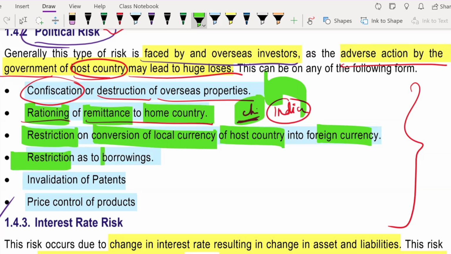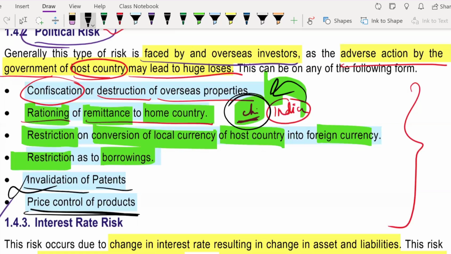Next is restriction on borrowing. Usually a lot of companies need funds to run their business. If the Indian government is not going to allow these companies to fund their business with the help of others, that they can borrow and take money, then in such a case it will be very, very difficult for the company to run itself. Okay, so the Indian government can do that also. Next, invalidation of patents. If there is any patent they hold in their name, the Indian government can invalidate that also.